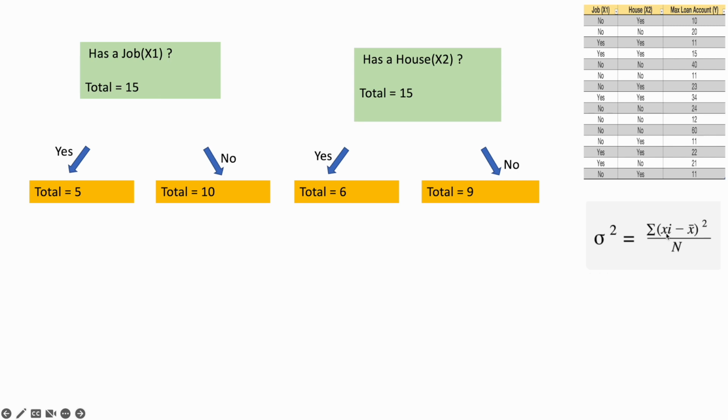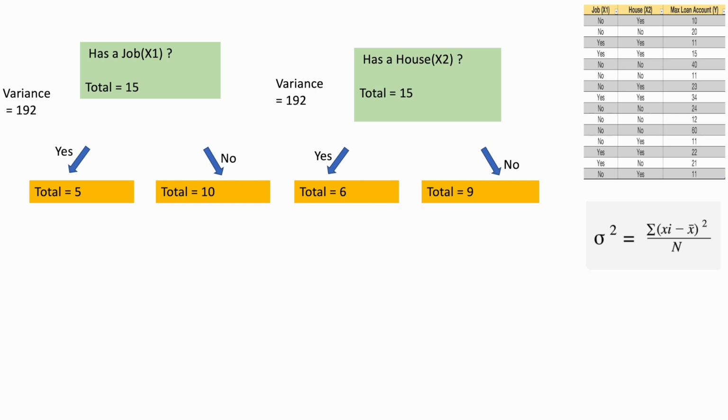And for individual observations minus mean, you square it. You square the difference from the mean for each of these observations and then divide by big N. Big N is nothing but 15 in this particular case. This is the variance, right? So what you do is you calculate the variance. The variance at the root node will be 192.